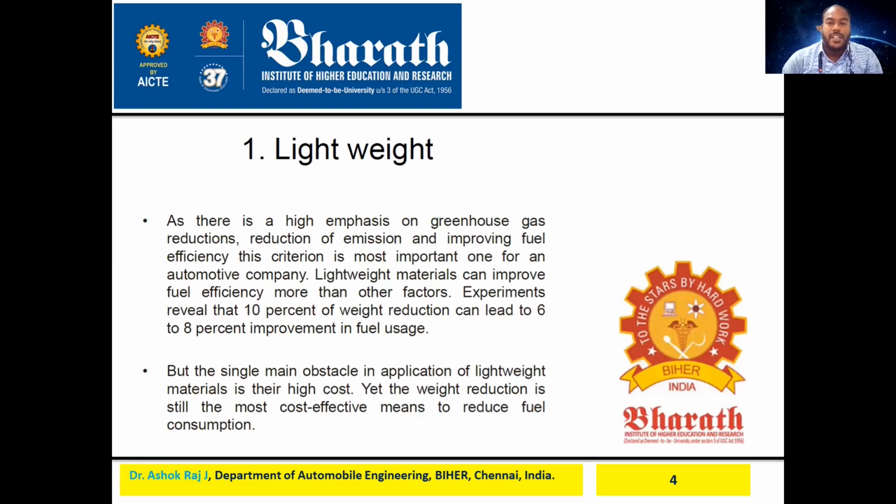And lightweight materials can improve fuel efficiency more than the other factors. Weight is the main factor, everybody knows. Even ordinary people know that if your vehicle is heavy, fuel consumption is more. And experiments revealed that a 10% weight reduction can produce a 6 to 8% improvement in fuel usage. That's why we are selecting lightweight material.